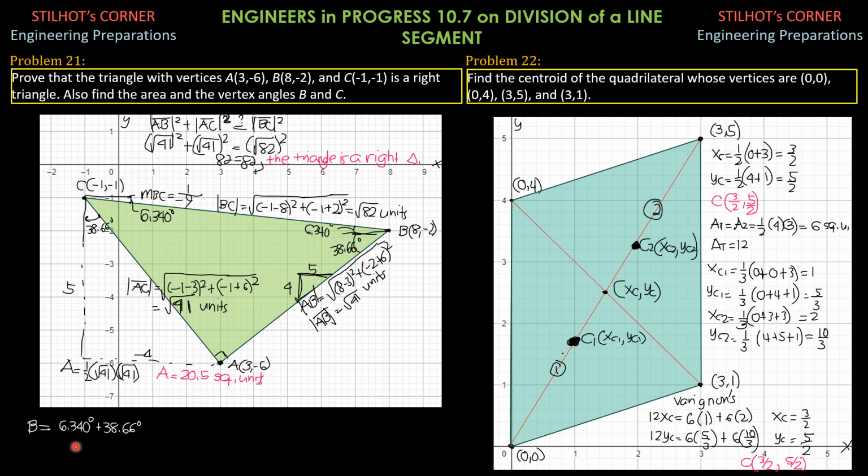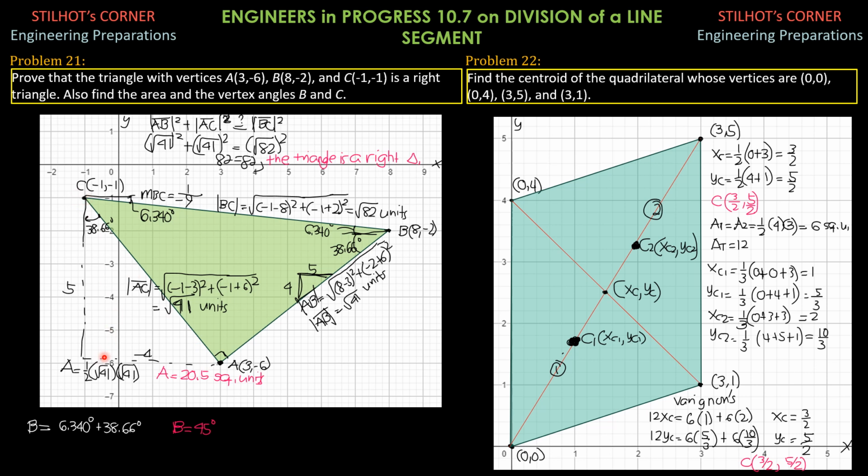So angle B, 6.34 degrees plus 38.66 degrees, and that is 45 degrees. As expected, because this is an isosceles right triangle. So we also expect that this is 45 degrees angle C. So prior to the calculations, this angle is 6.34 degrees, as explained earlier.